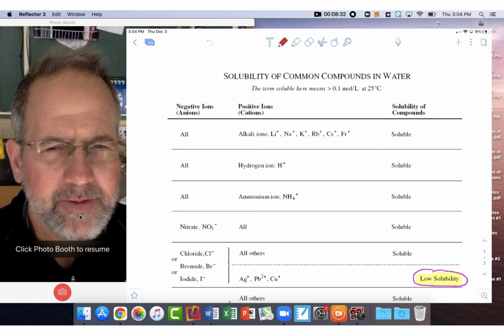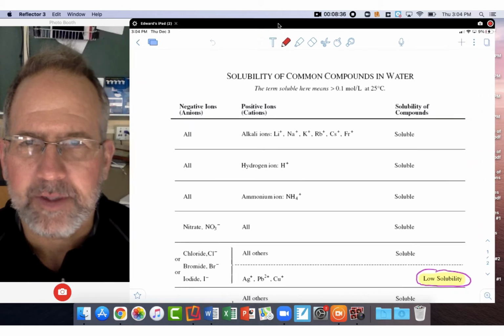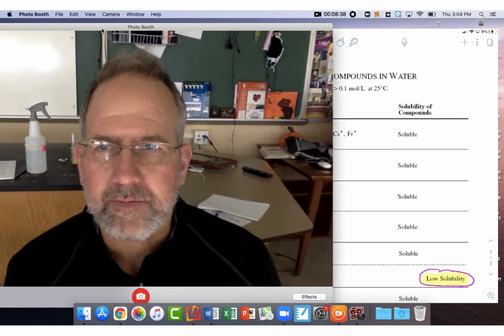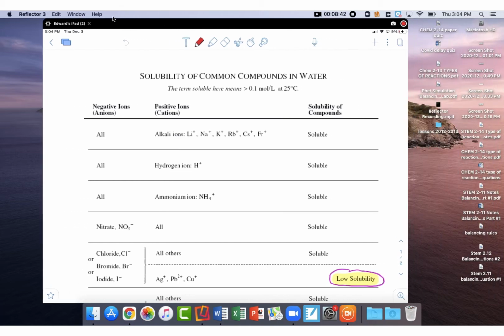I'm not sure what's going on with this thing, but it's driving me nuts. It never does this normally. Let's turn this off.